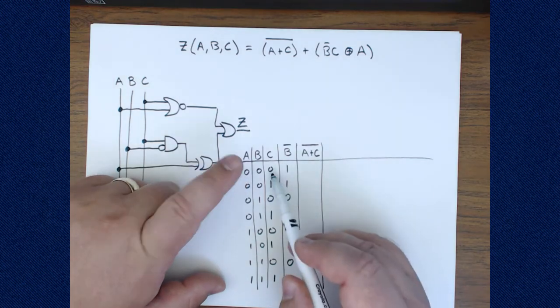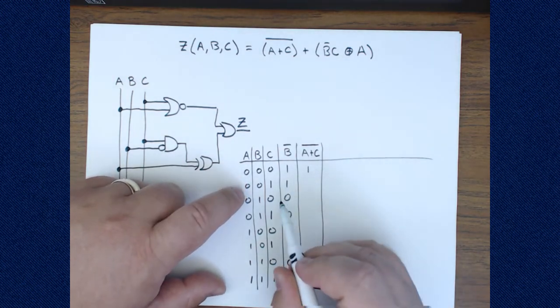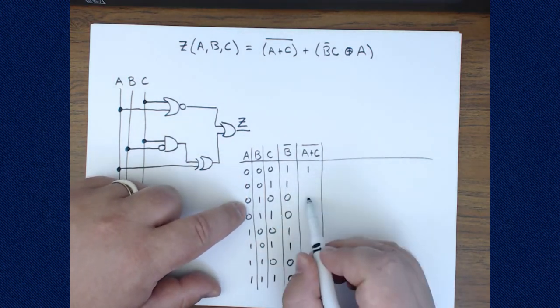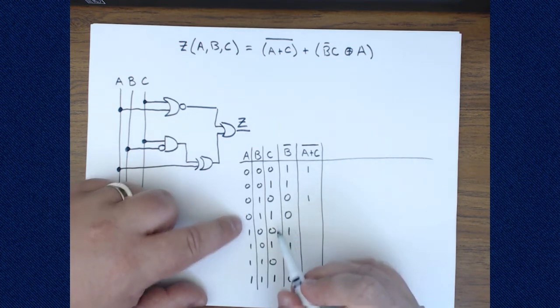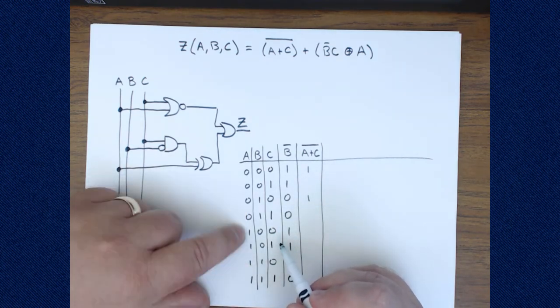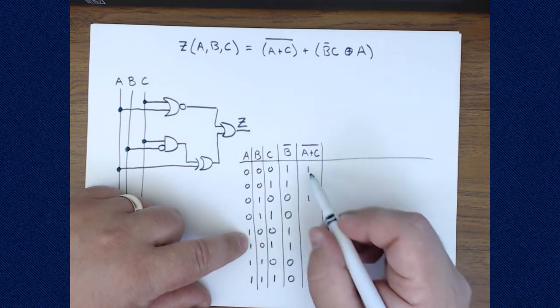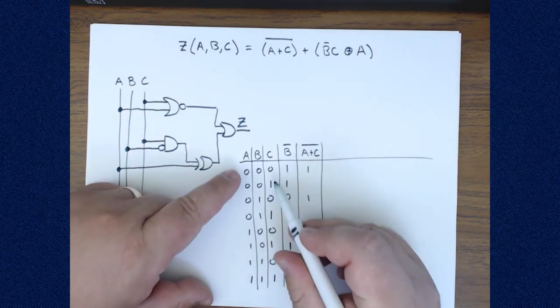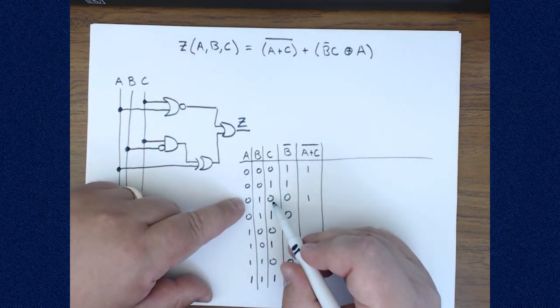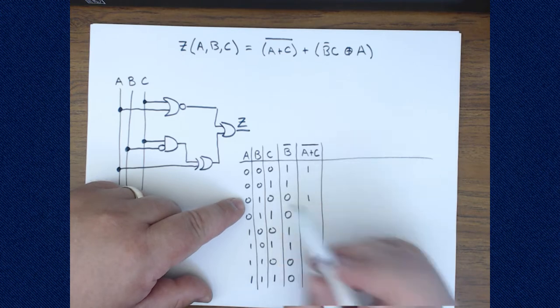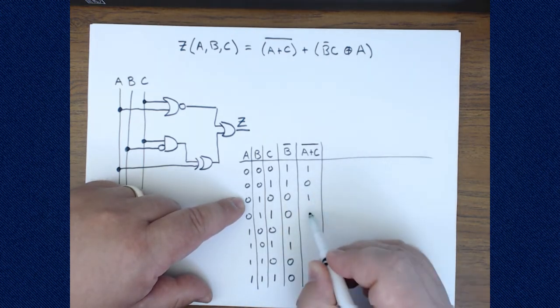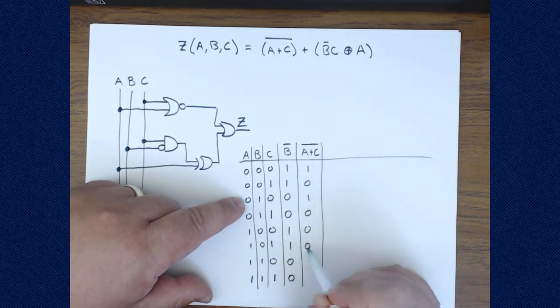A and C. Here's all zeros. We get a 1. A and C have a 0. We're going to get a 1. And we can't get any more down here because A is 1 all the time. So these are the only two that have A and C both being zeros. All right. That means everything else must be a 0 for output.